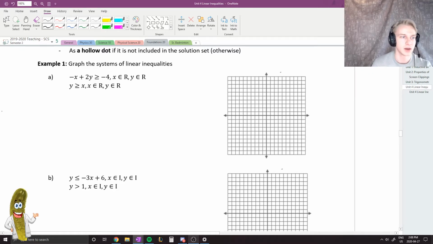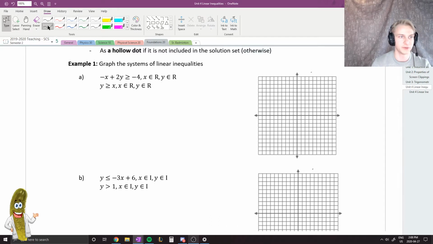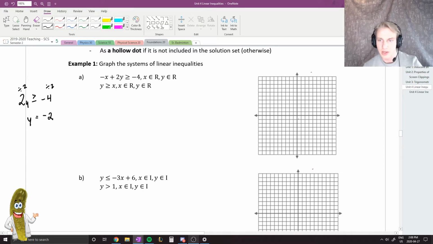So what we have here is negative x plus 2y is greater than or equal to negative 4. I'm going to set x equal to 0. So I have 2y, and I need that to be somehow equal to negative 4. If I divide both sides by 2, that would mean y would have to be equal to negative 2 in order for this statement up top to be true. So at x equal to 0, y will have to be equal to negative 2.